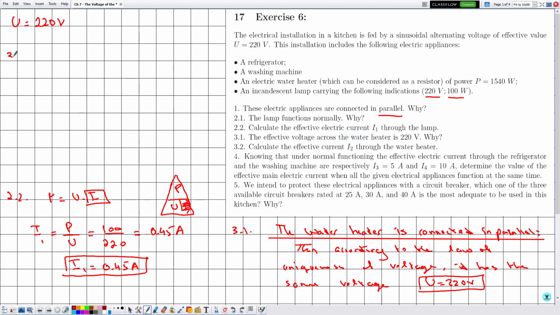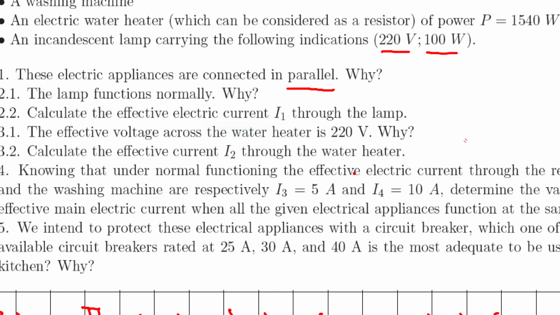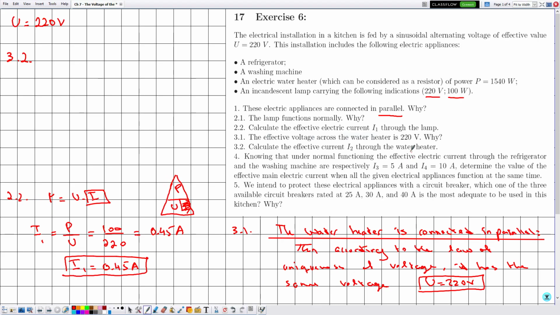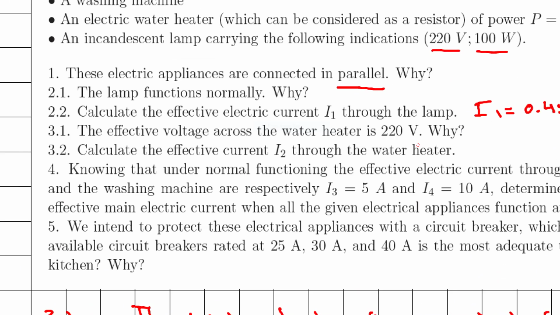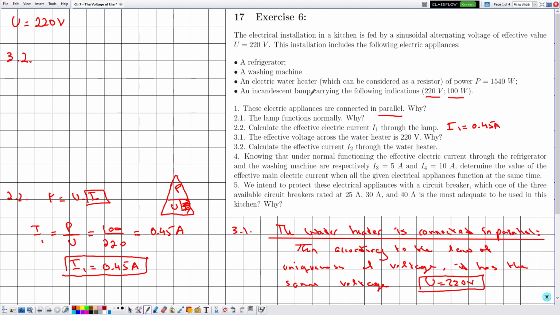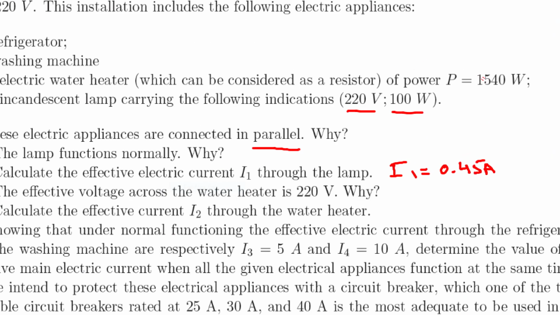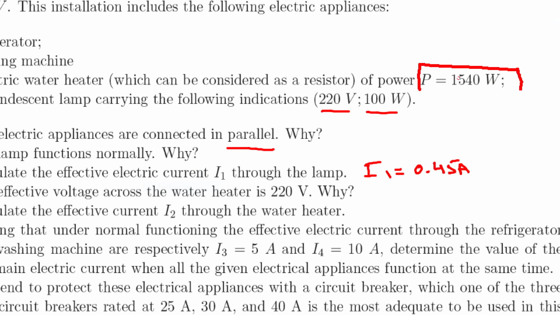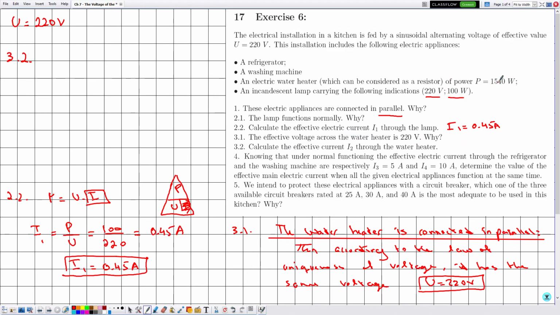Now as for 3.2, calculate the effective current I2 through the water heater. So here let me say that I1 is given by 0.45 amperes, and we are interested in calculating I2 across the water heater. Now what is the given? The water heater, which can be considered as a resistor, has a power given by 1540 watts. Then using the same formula here, P is equal to U multiplied by I.